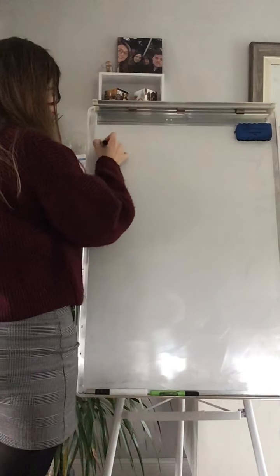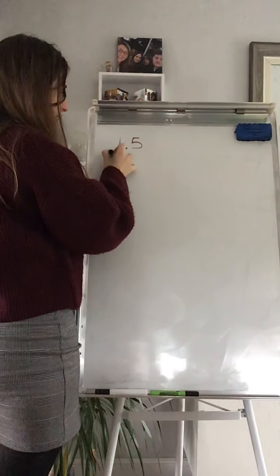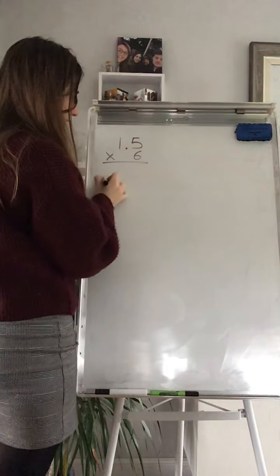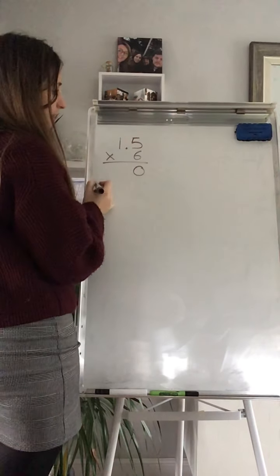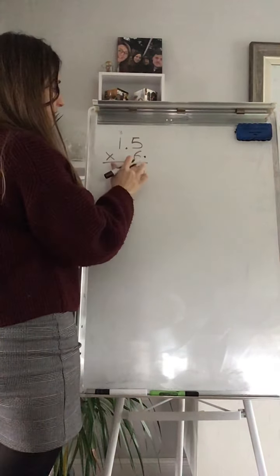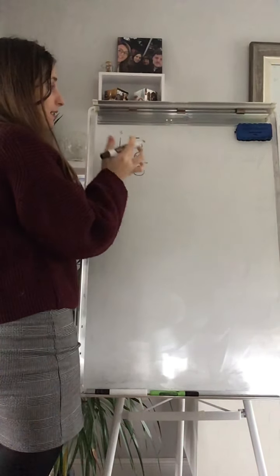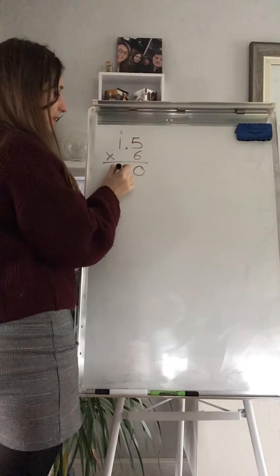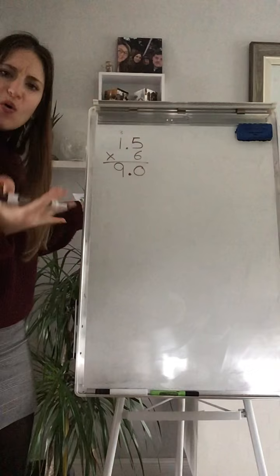On your exercise, the first one said 1.5 times 6. You get 6 times 5 is 30, so I'm carrying 3 with me. I have my decimal point in there. 6 times 1 is 6, add 3 is 9. So your answer should be 9.0, or just 9.